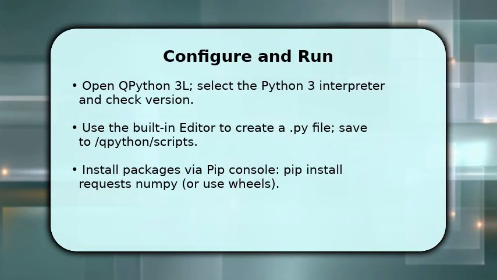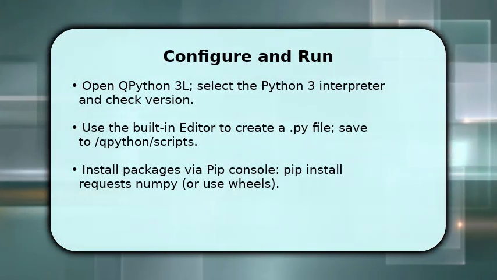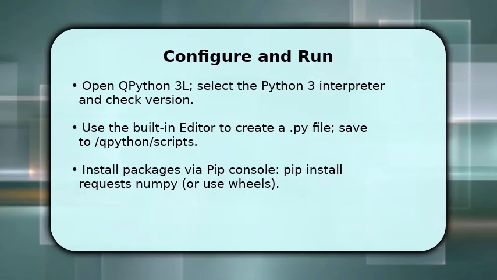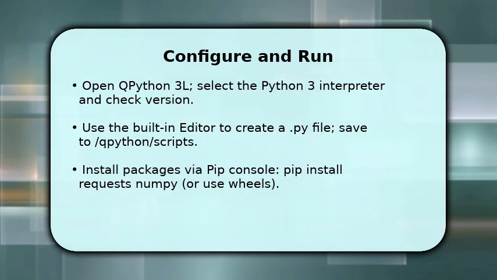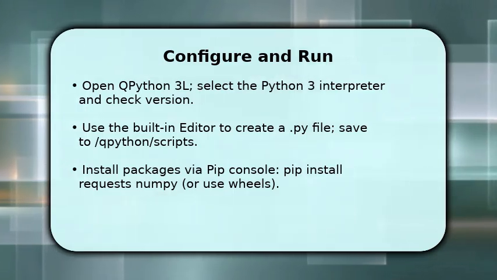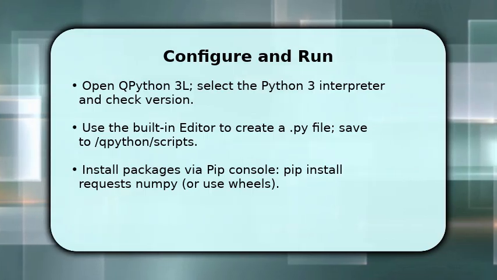You now configure QPython for active use. Open it and choose the Python 3 interpreter, confirming the version in the console. Next, create a new .py file in the built-in editor and save it under /QPython/scripts so it's easy to find.